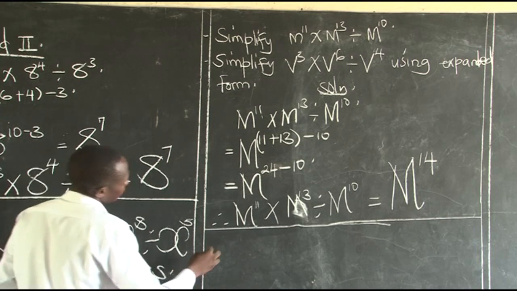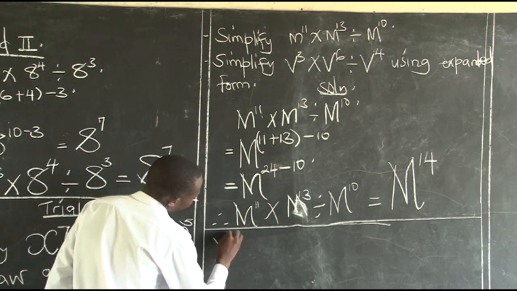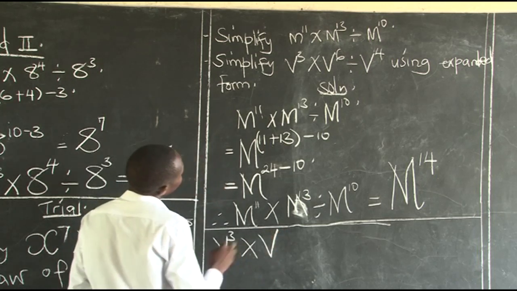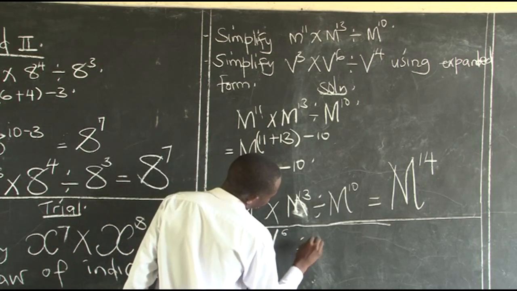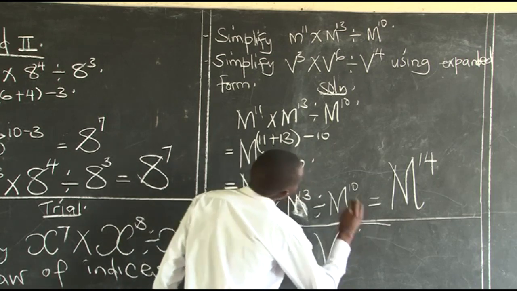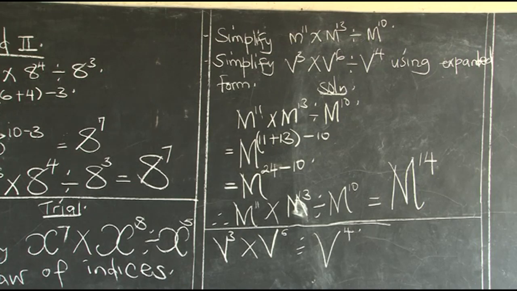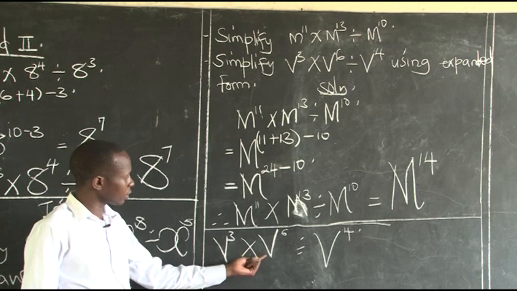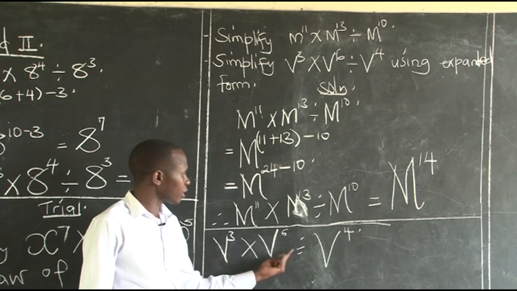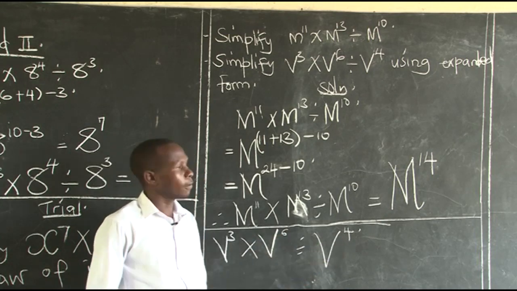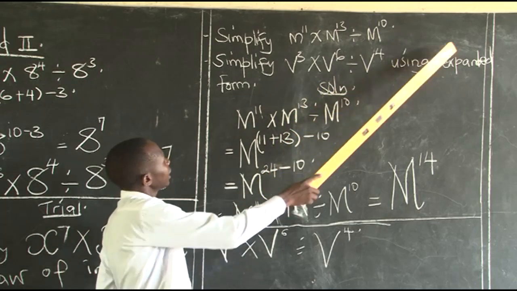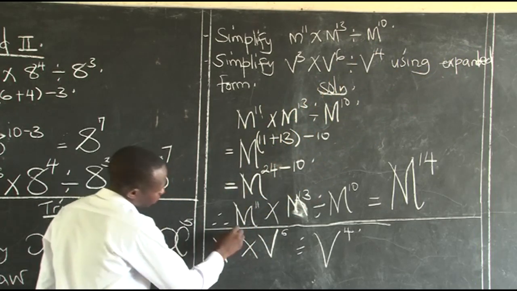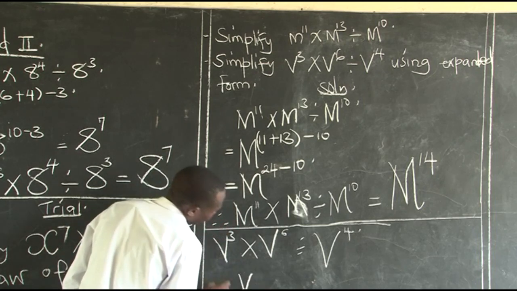The next number we have is v to power 3 times v to power 6 divided by v to power 4. So I want us to look at that. When you look at the last example, or trial number, we have v to power 3 times v to power 6 divided by v to power 4. Remember, they have given us a command saying use expanded form. So meaning that this will be expanded. And expanding this, we shall have v times how many times?